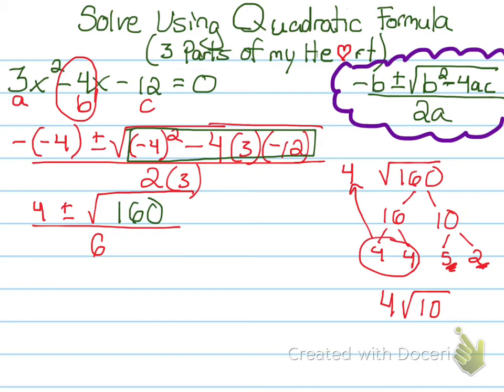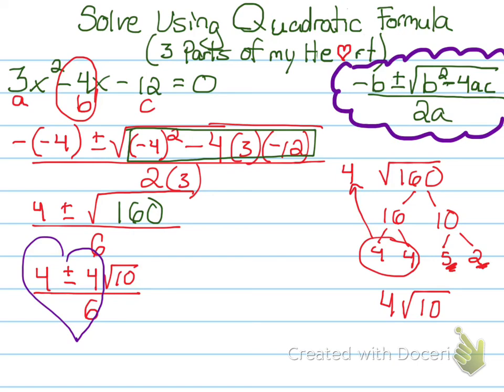So now it's going to look like this. 4 plus or minus 4 square root of 10 all over 6. Now, because I did not have a perfect square and I had to simplify it, this is the only case where you will actually have 3 parts. So all 3 numbers that are not under that square root, you're going to simplify them.